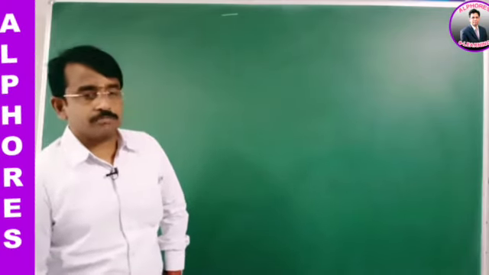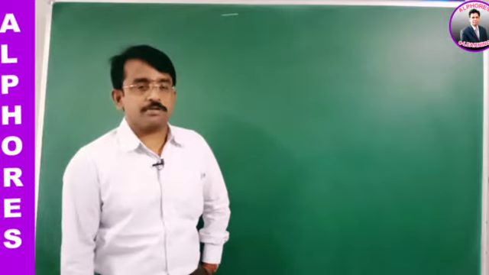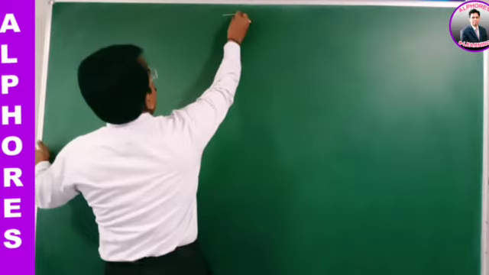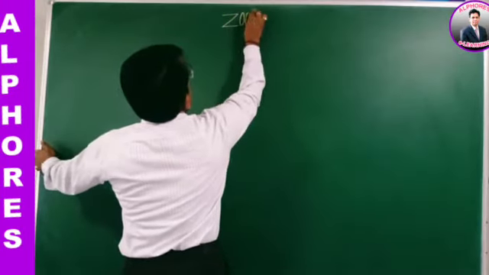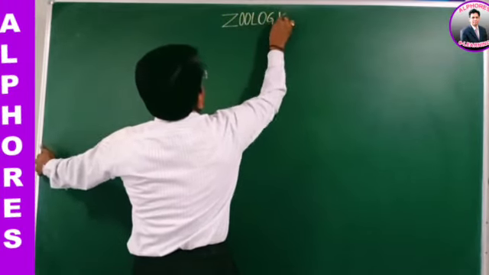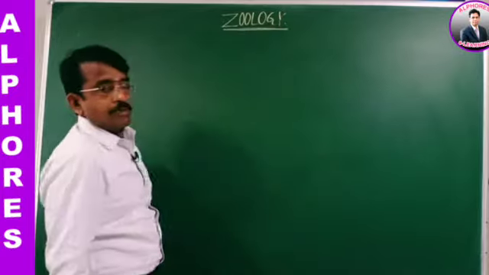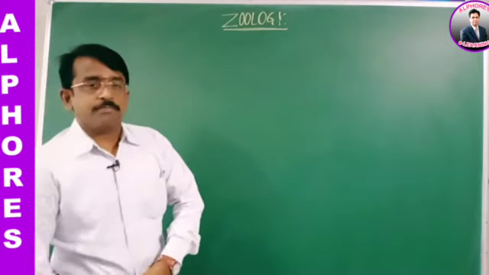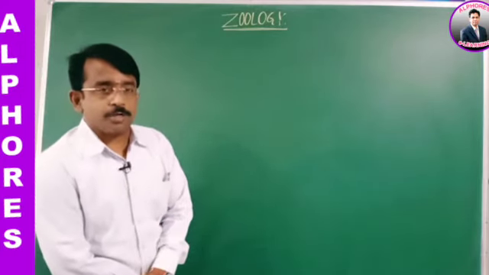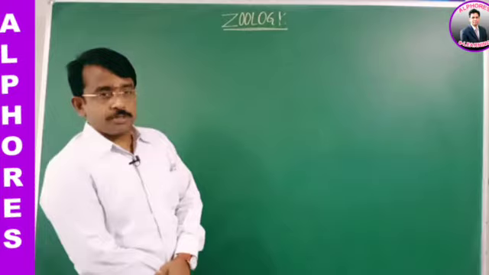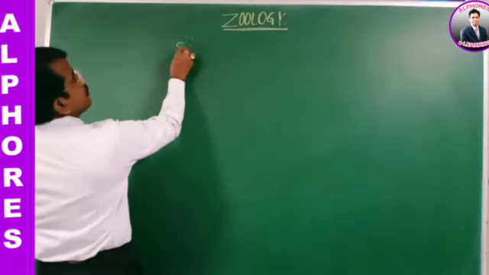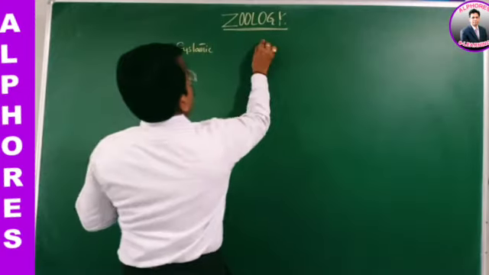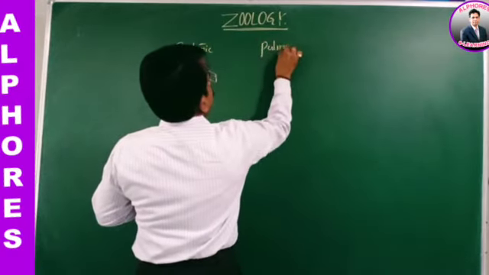This is the zoology subject, third chapter, body fluids and circulation. Previously we have discussed the double circulation. Complete double circulation is what we have discussed, which includes the pulmonary circulation as well as systemic circulation. Generally, the systemic circulation is also said to be the greater circulation.